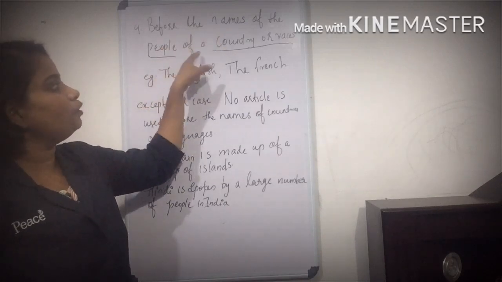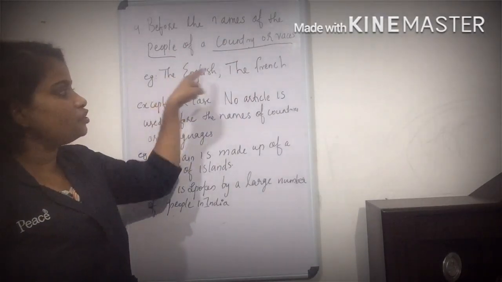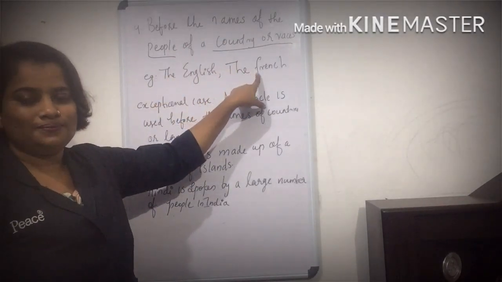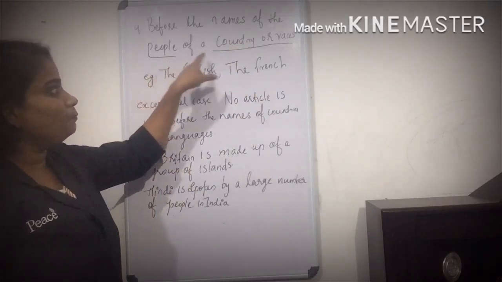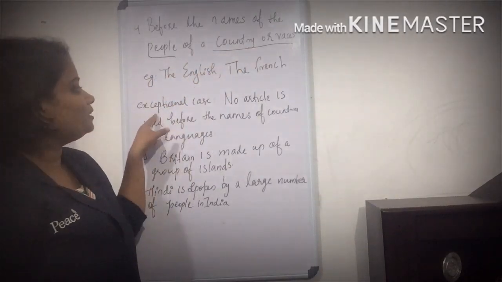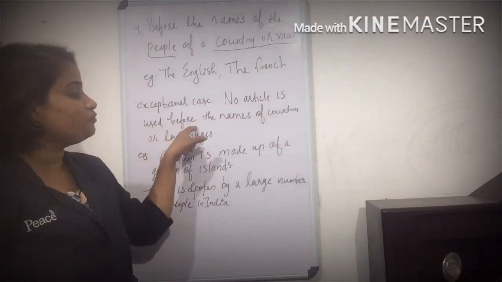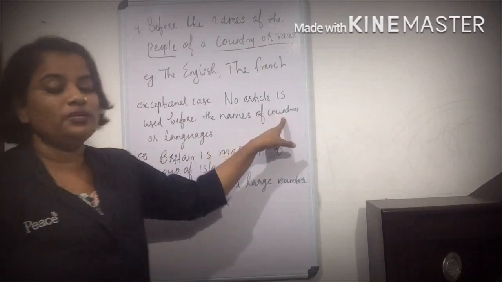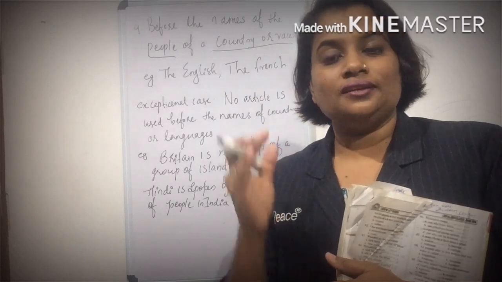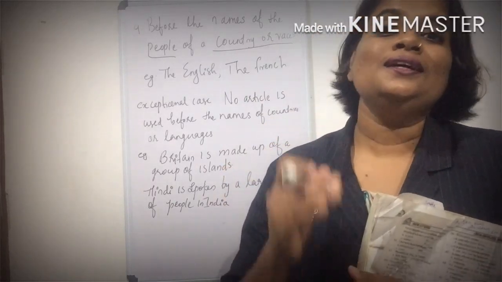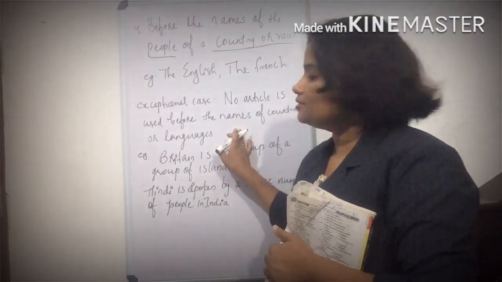Before the names of the people of a country or races. Example, the English and the French. She's the French. Okay, it indicates the people of a country or races. But the exceptional case here is that no article is used before the names of countries or languages. We can't use the before the name of the country or before the language. So that is the exceptional case that you need to keep in mind.